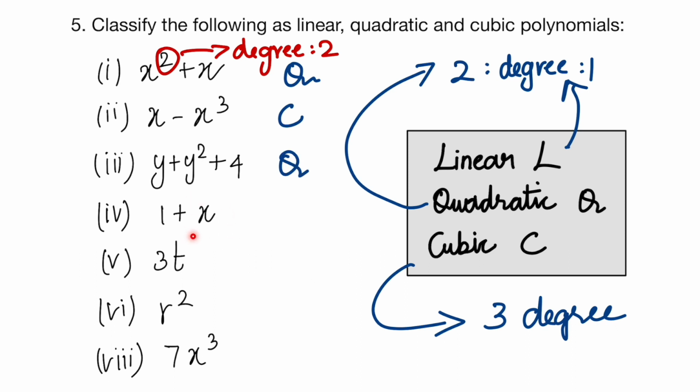In the fourth subdivision we just have 1 plus x, and in 1 plus x, x's power is just 1. So you can tell it is a linear polynomial. And 3t also, the power of t is 1, so it's a linear polynomial. R square we have squared, right? So it's obviously a quadratic polynomial because it has a degree of 2. And 7x cube is obviously a cubic polynomial because it has a degree 3, right? So that is all. It's very simple. You just have to know what quadratic, linear and cubic expressions are. With that you can easily solve this question.